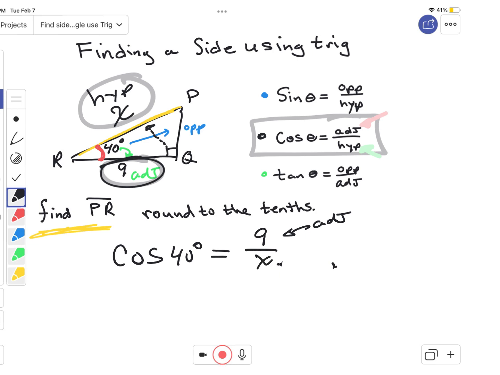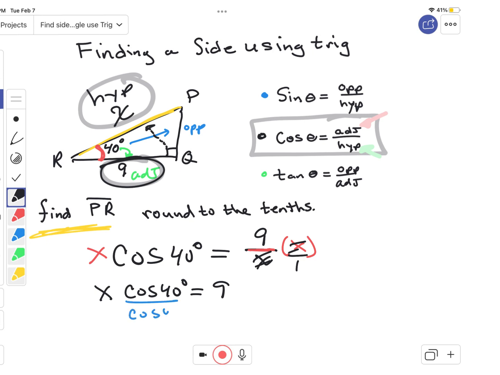So now that we have our equation, the question is, how do we solve for x? Well, x is in the denominator, and since we're dividing by x, we're going to bust it out by multiplying both sides by x. So that gives me x cosine of 40 degrees equals 9, because we can put a 1 underneath that, and that cancels out. And then we're going to divide both sides by cosine of 40 degrees, because that's going to give us x by itself is 9 divided by cosine of 40.